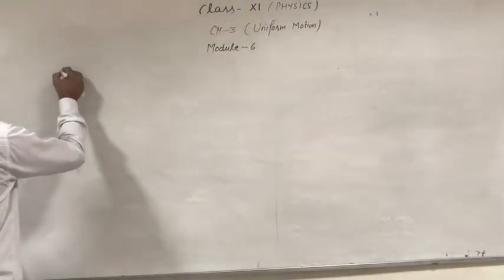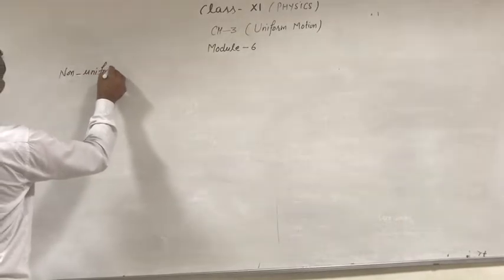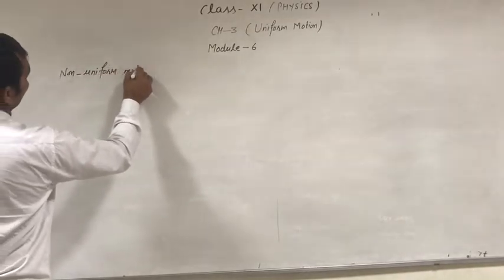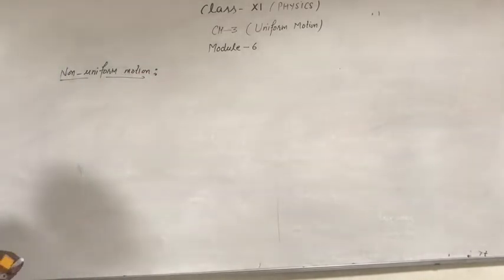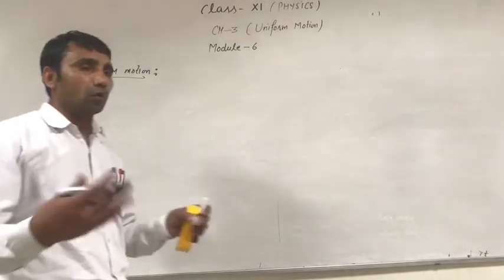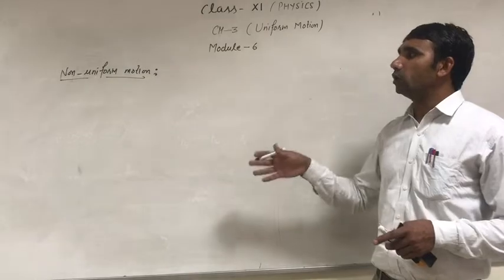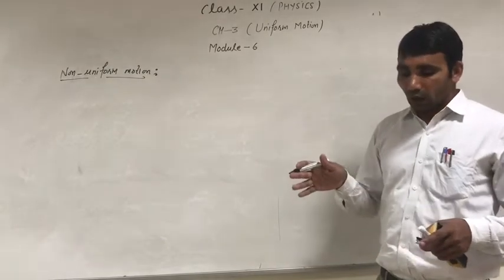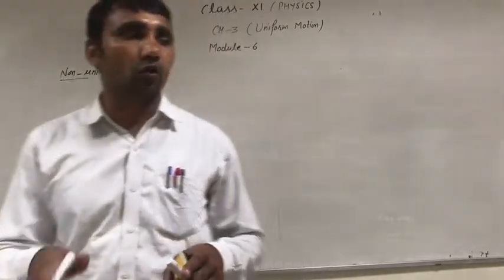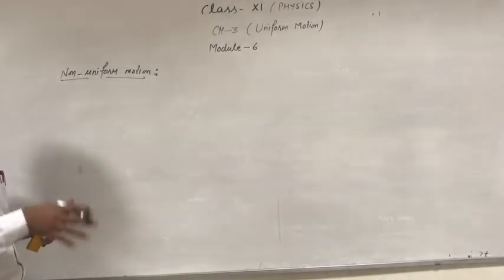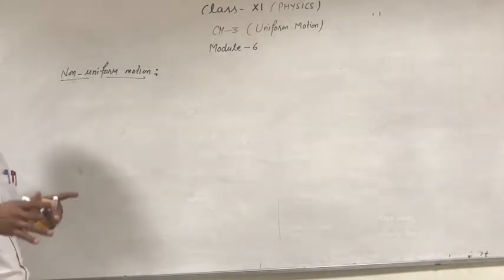In module number 6 we will discuss non-uniform motion. In the earlier module we discussed uniform motion, but in this module we will discuss non-uniform motion. An object is said to be moving with non-uniform motion if it undergoes equal displacement in unequal intervals of time. That is called non-uniform motion.